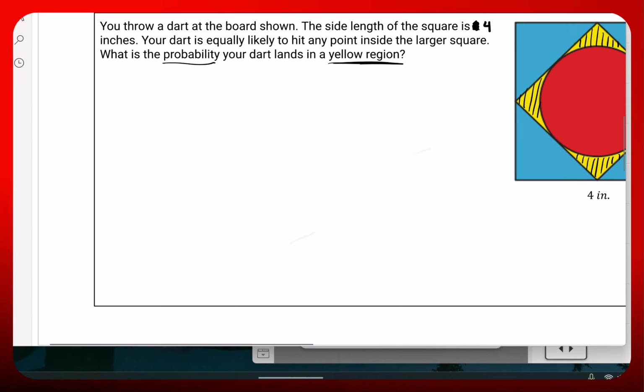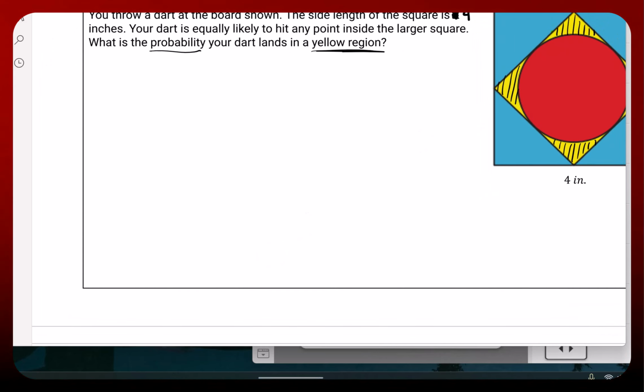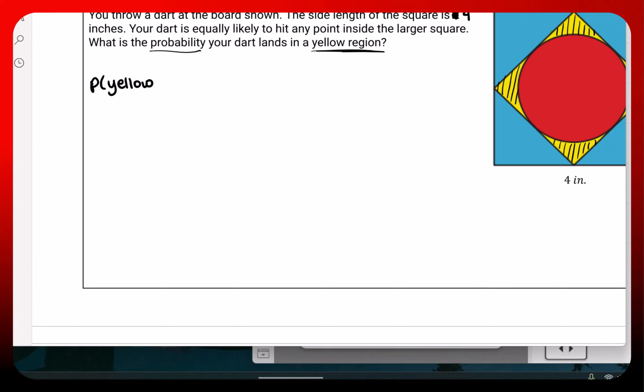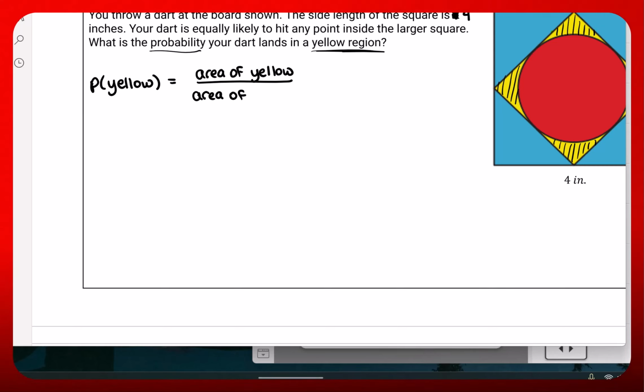So I'm going to write down a plan, because we need a plan. The probability of the yellow area is going to be equal to the area of yellow, which is going to be kind of fun in itself, trying to find that. And then we're going to divide that by the area of the board.